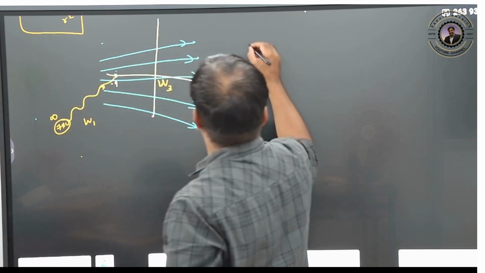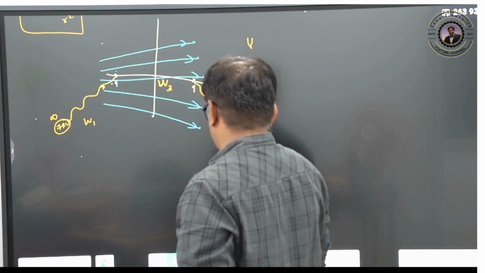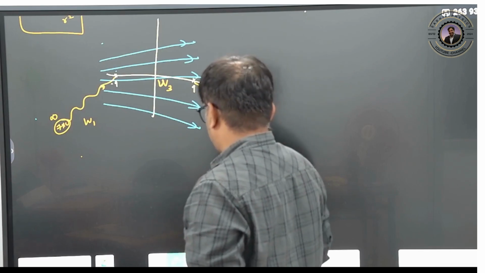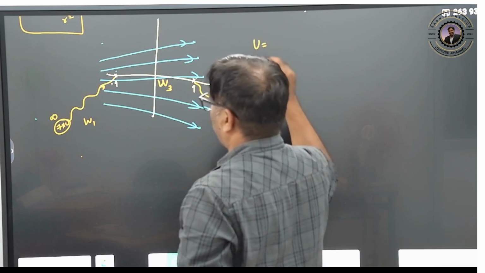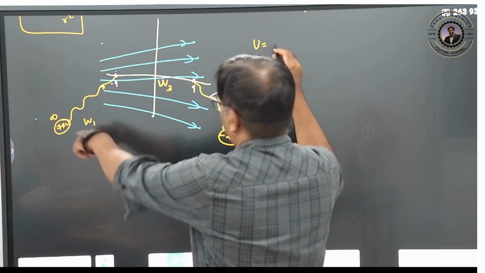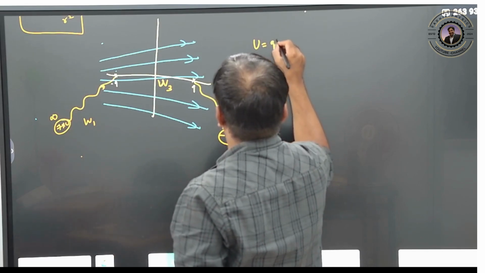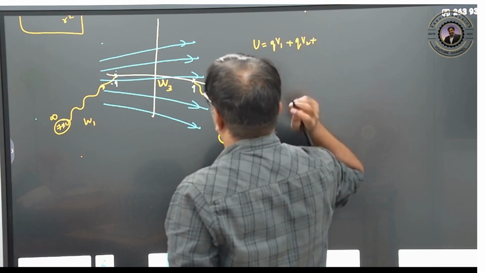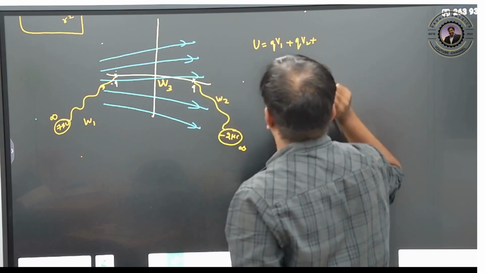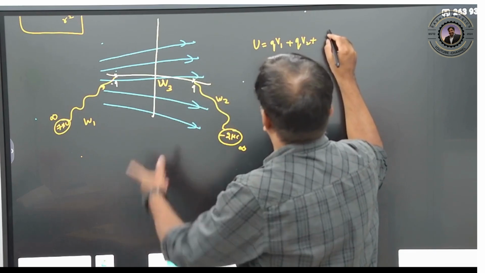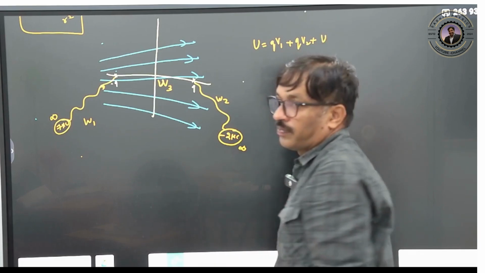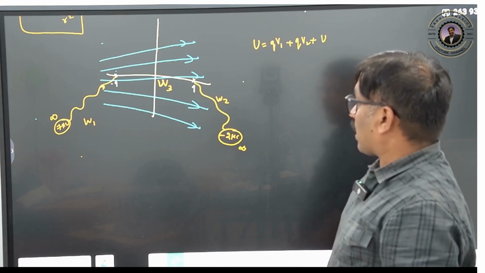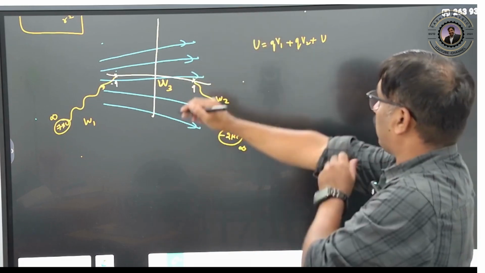So, here the potential energy will be equal to... what is the potential energy here now? Potential energy U is equal to the work done here. Therefore, Q1 into V1 plus Q2 into V2, plus the potential energy between these two charges. So, we want to calculate the electric field, right?